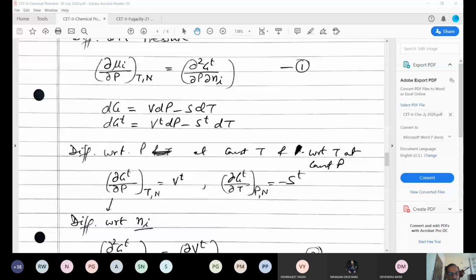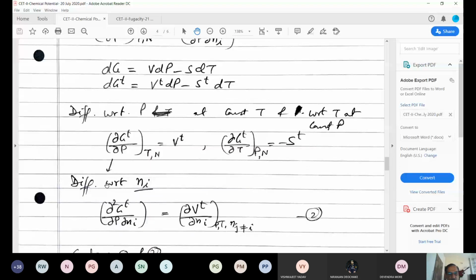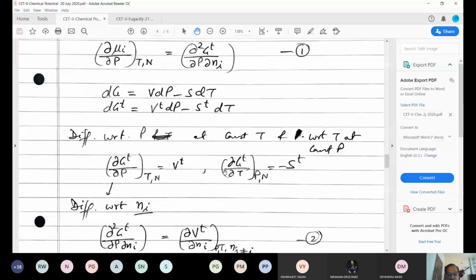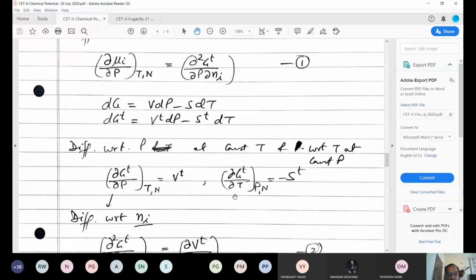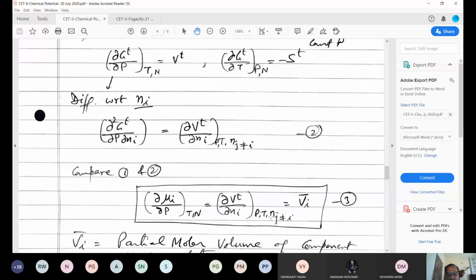Okay, so let's go. Once we have this derivative, take a second derivative with respect to ni. So we get ∂²Gt/∂P∂ni equal to ∂Vt/∂ni at constant pressure, temperature and nj, where j is not equal to i. If you compare equation 1 and equation 2, the right-hand side here and the left-hand side here are the same. So what we get is ∂mu i/∂P at constant temperature and n equal to ∂Vt/∂ni at constant pressure, temperature, nj, where j is not equal to i.